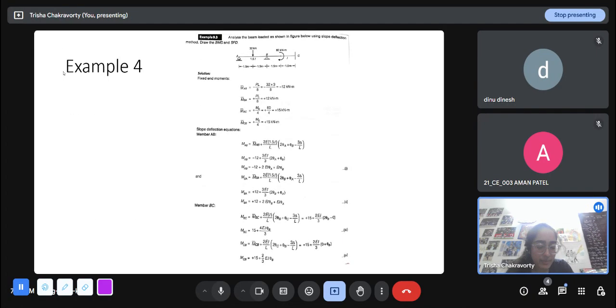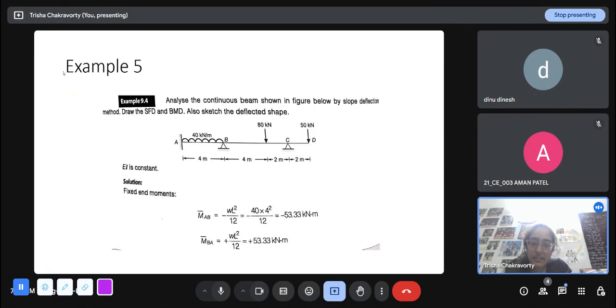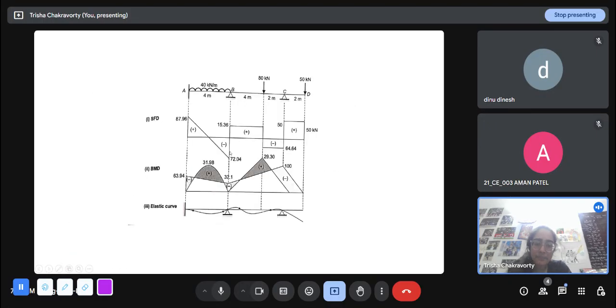You might not be asked for the bending moment diagram. You might just be asked to find the fixed end moment at this joint, and then the problem ends there. But the ultimate product is to get the bending moment and shear force diagrams, so I get the entire force response of my beam. This is another example. I'm going to take AB, BC, and CD spans, and so on. And there is an elastic curve. This is not really required. The elastic curve is how the beam deflects.